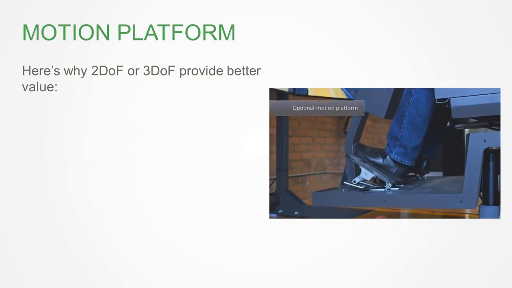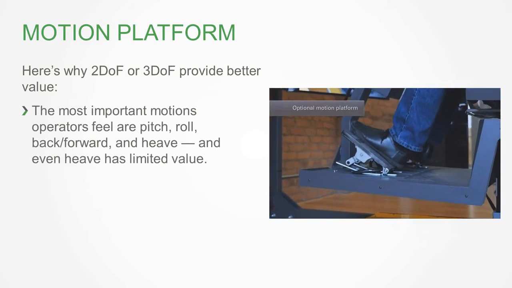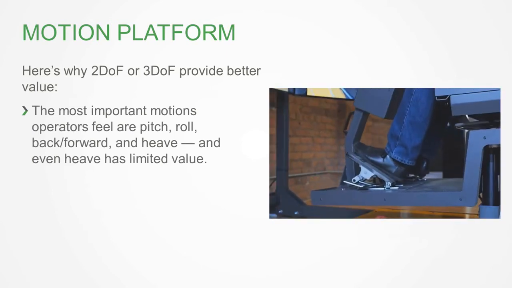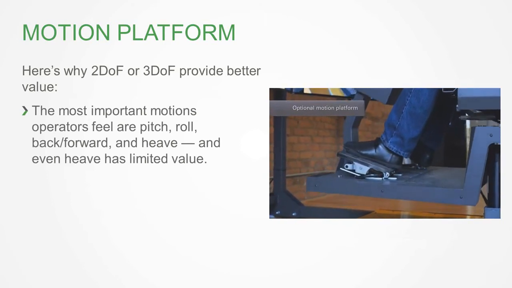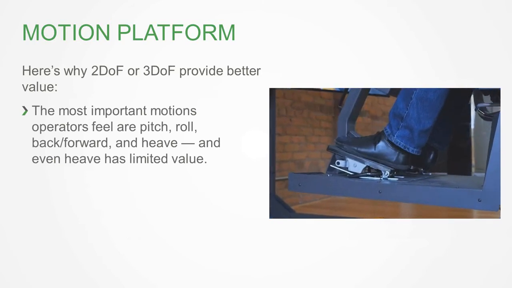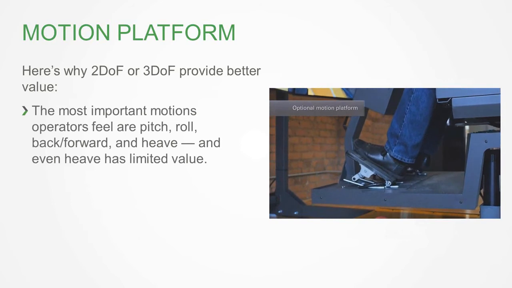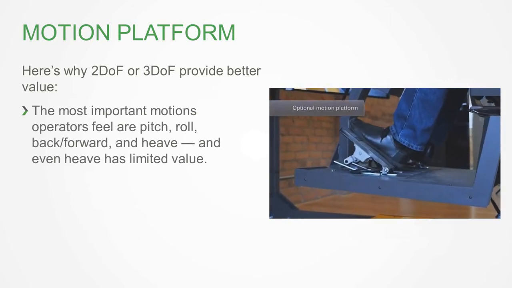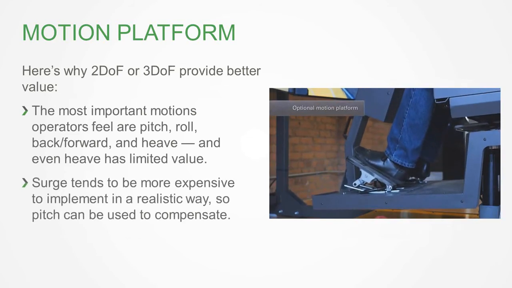We've done a lot of different motion solutions, and we've settled on 2 or 3 that seem to work best. The most important motions are pitch and roll. The heave one has a little value, but when you add heave to a motion platform, it actually doubles the hardware cost because you're doubling the actuators that you need. So we've settled on 2 degrees of freedom. There's certainly solutions out there with 3 degrees of freedom, but we find that the reaction to price point is best with basically just feeling the pitch and the roll.